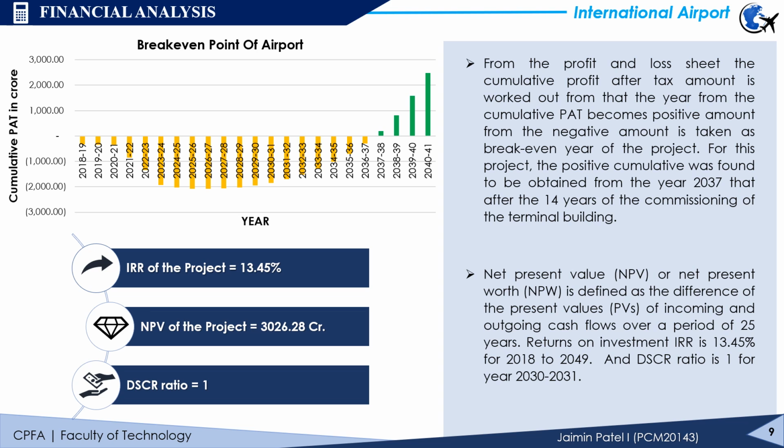So first there is a graph of the cumulative profit after tax versus year, from which we can see that the break-even point for our airport comes in 2037 to 2038, and the IRR, internal rate of return, for our project is 13.45%, and the net present value is 3026 crore, and the debt service coverage ratio is 1 for the years 2030 and 2031.